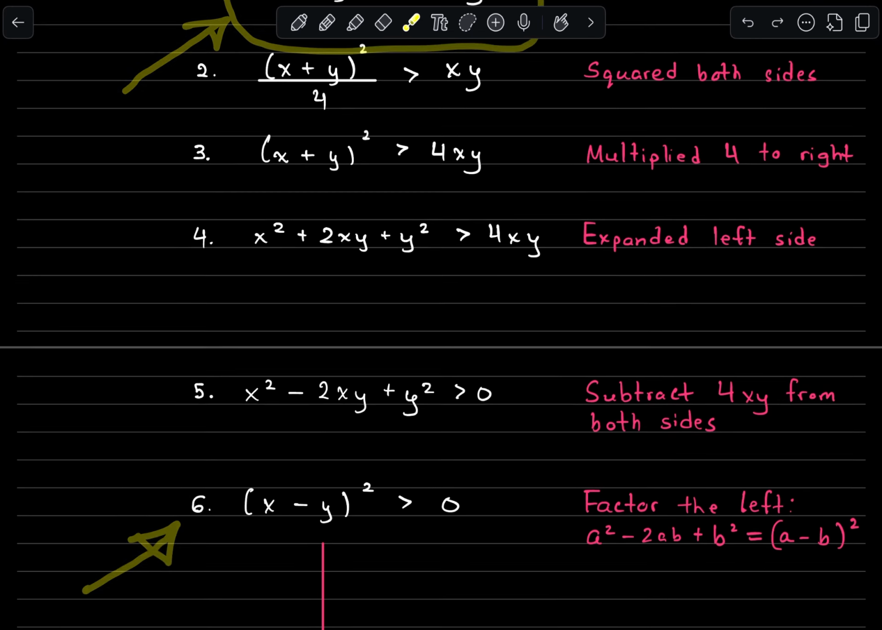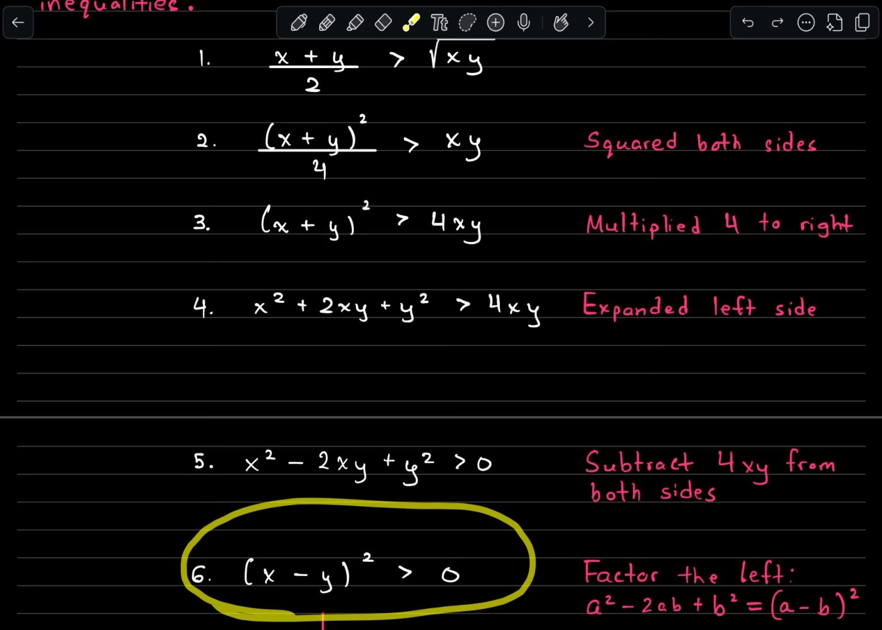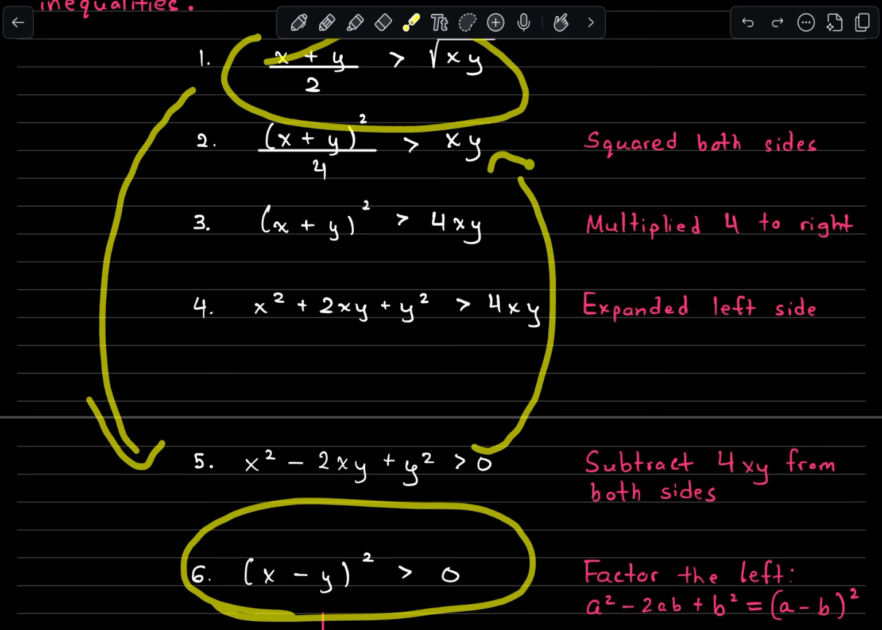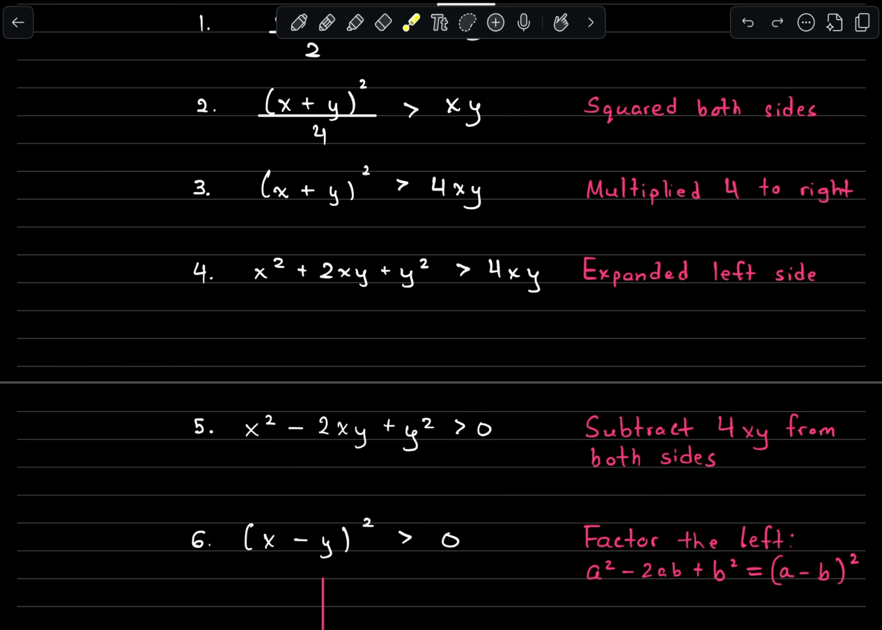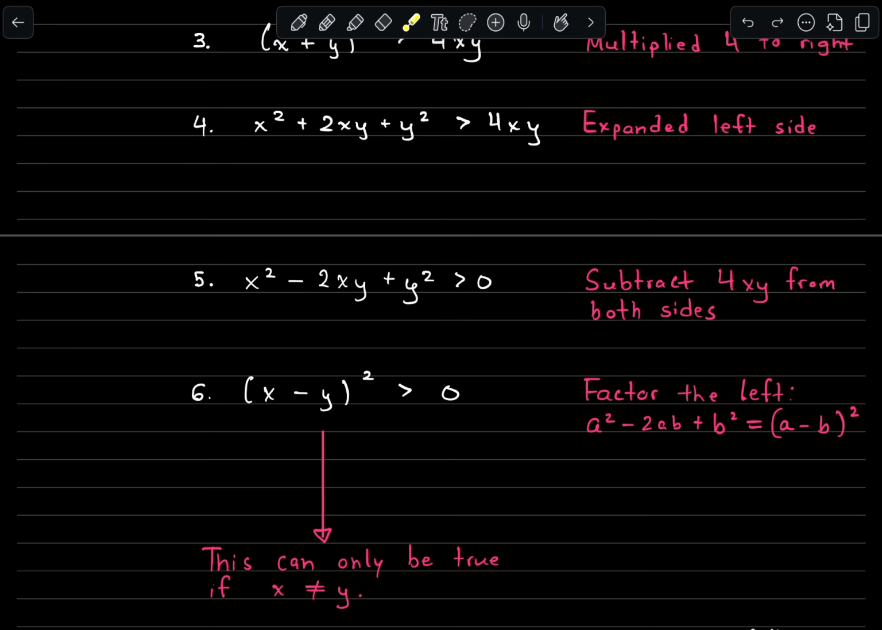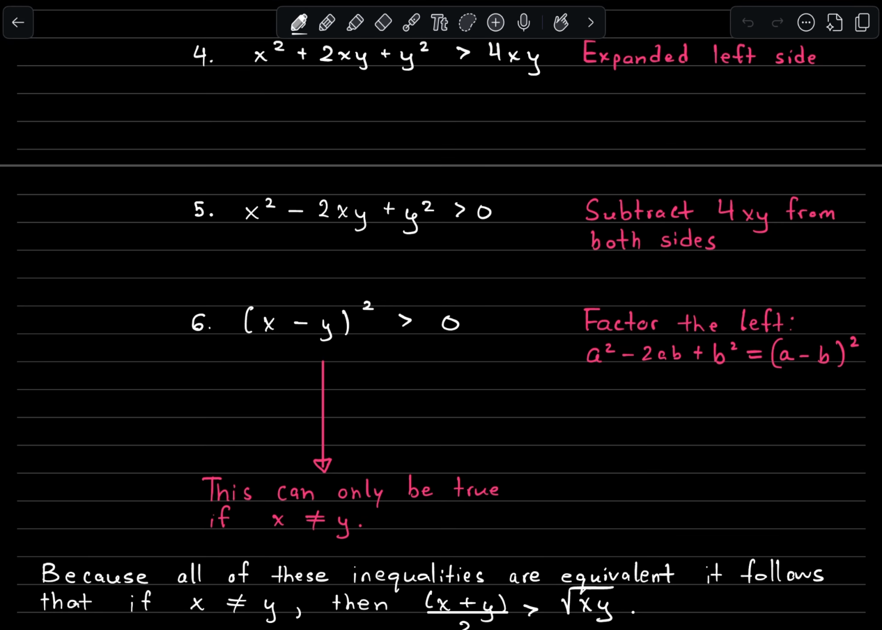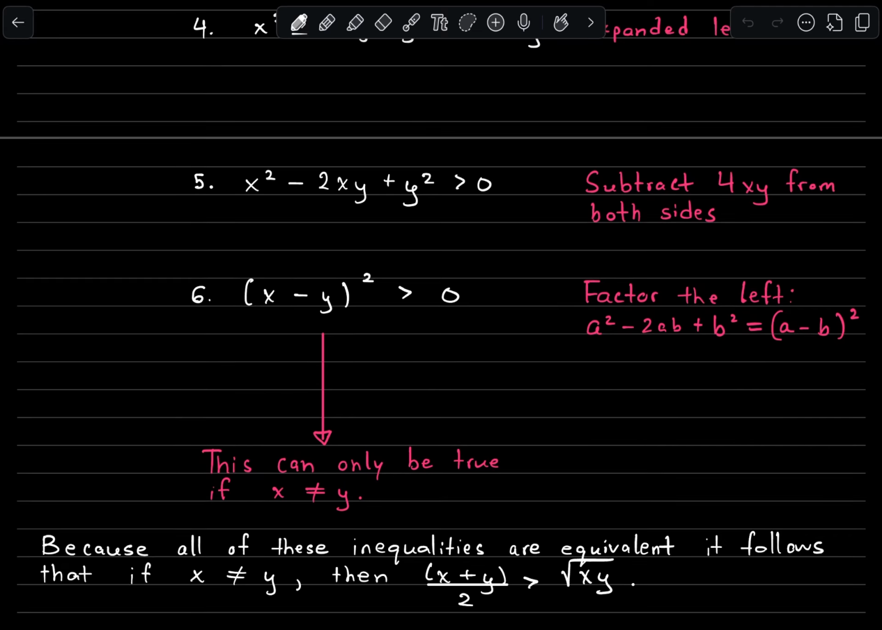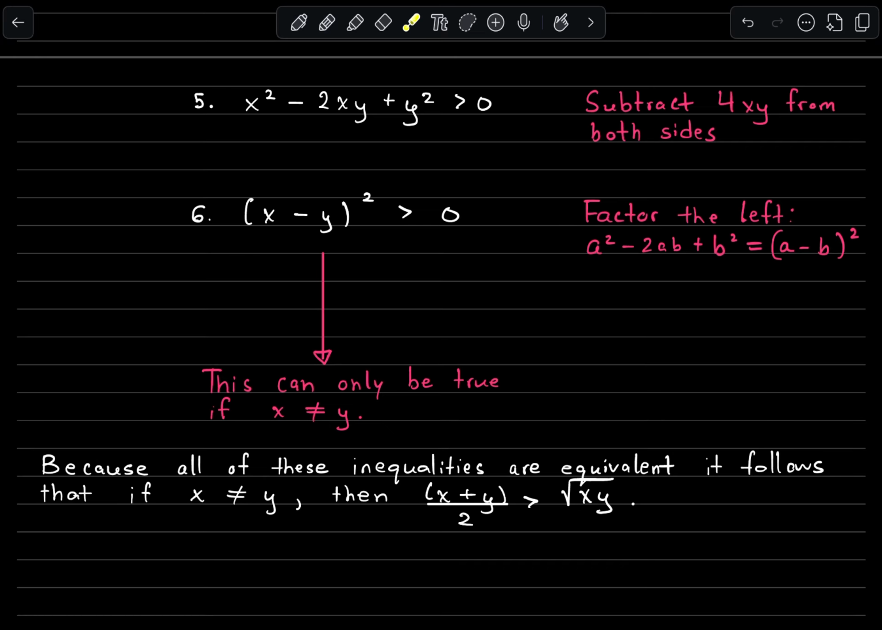So this inequality that we started with follows directly from this. Well, they follow from each other, so one leads to another. By writing a set of equivalent inequalities, we can get from one to the other. Because all of these inequalities are equivalent, it follows that if x is not equal to y, they are distinct values, then the arithmetic mean is indeed greater than the geometric mean. So that is what a proof by backward reasoning looks like.